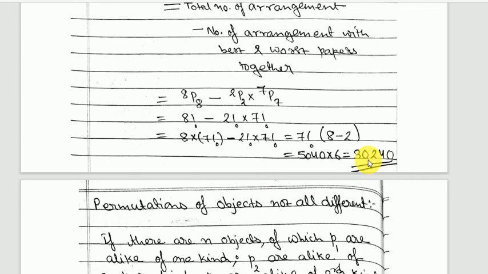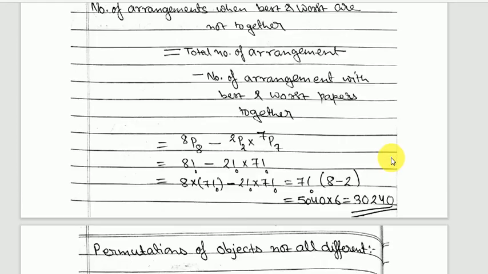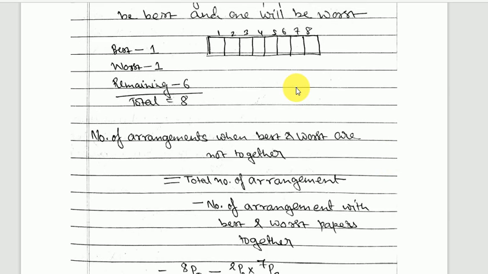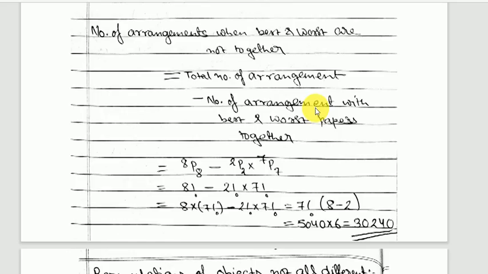So 30,240 ways you can arrange those 8 examination papers where the best and worst will not be together.